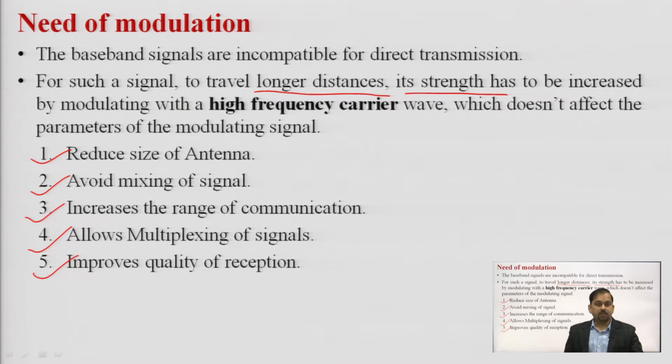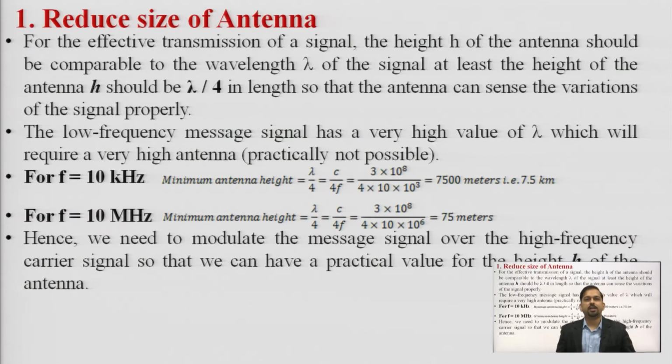In this need of modulation, first we will start with the reduction in the antenna size. For effective transmission of signals, the height of antenna required is in terms of lambda, that is, in terms of wavelength, and at least the height of antenna must be lambda by 4. So the height of antenna is related to wavelength, and h is somewhat lambda by 4.